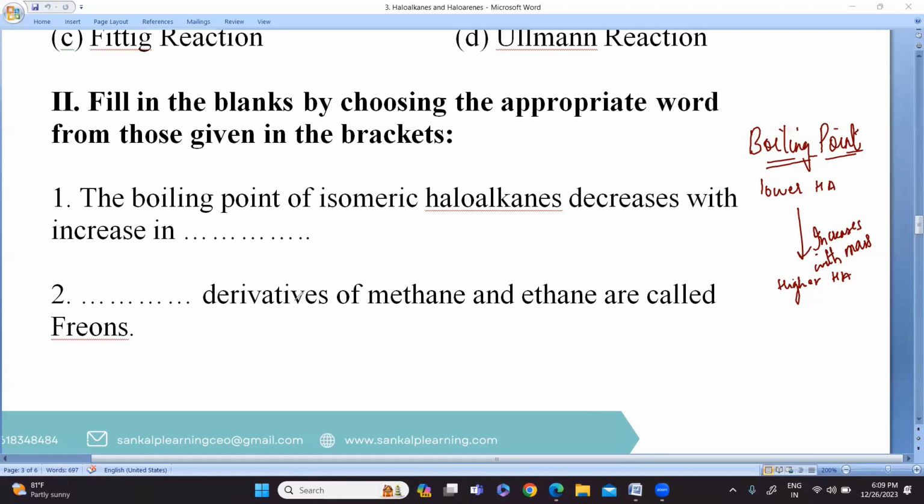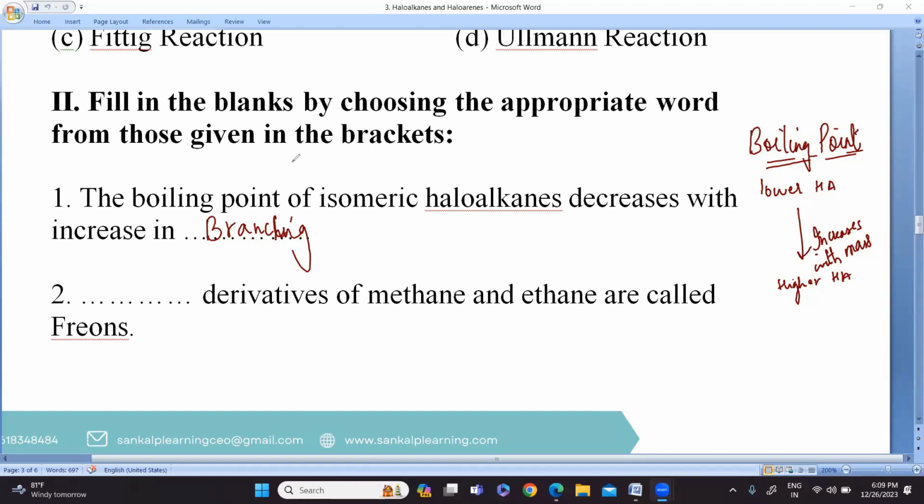Isomeric means when they are in branch form. So what will happen to the boiling point of isomeric haloalkanes? It decreases with increasing branching. As you increase the branching, remember that, see here, what will happen?